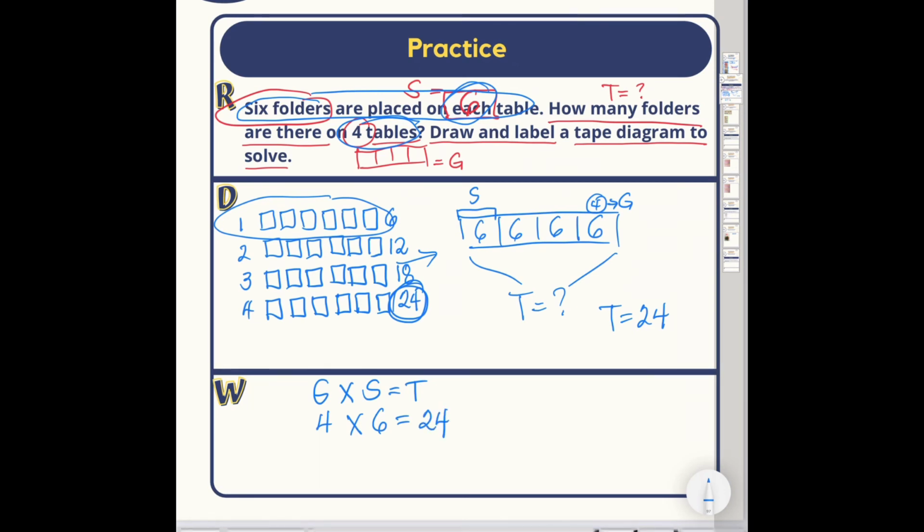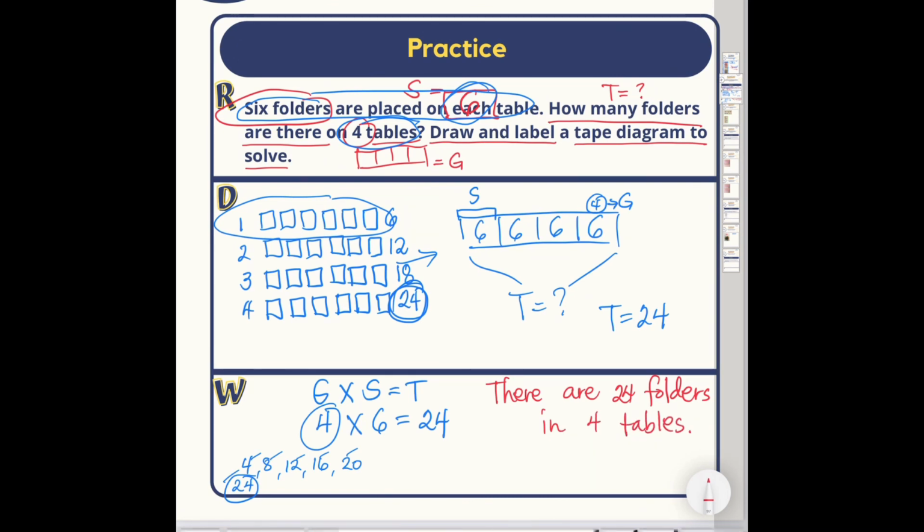How are we going to use our units of 4 to double check if our answer is correct? We can skip count by 4 6 times instead of 6 4 times. Let's begin. 4, 8, 12, 16, 20, 24. And that is your answer. 1, 2, 3, 4, 5, 6. So now, what's your statement? How many folders are there on 4 tables? There are 24 folders on 4 tables.